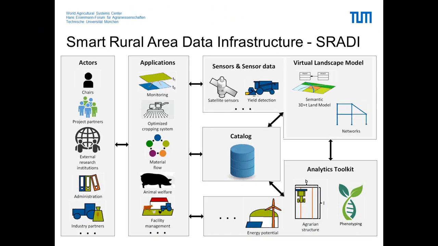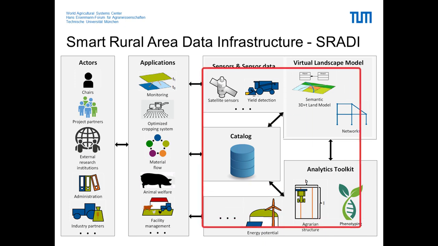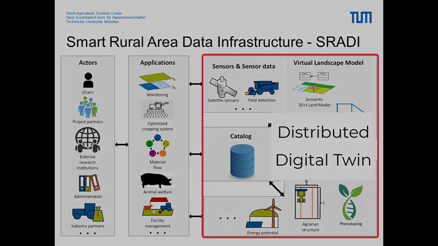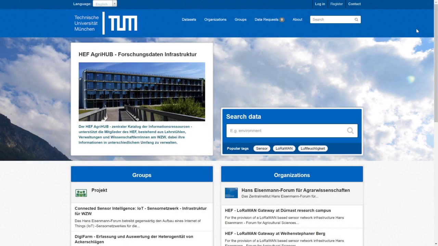The catalog component plays a critical role in the distributed digital twin of the SRADI concept, and here we shall demonstrate the key aspects of the catalog. This instance of the SRADI catalog is specifically designed for members of our institute, the Hans Eisenmann Forum, which is the World Agricultural Systems Center located at the Weihenstephan campus of the Technical University of Munich.